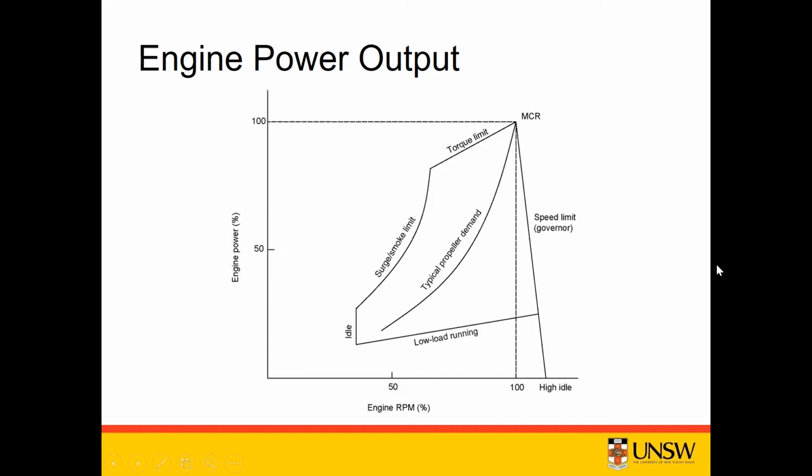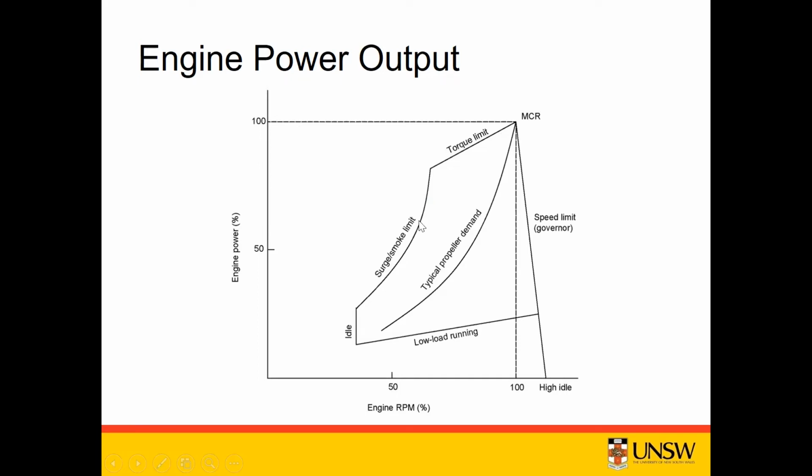This is a typical overall engine power output. This is provided by a torque limit up here. This is your 100% power output at the MCR RPM.